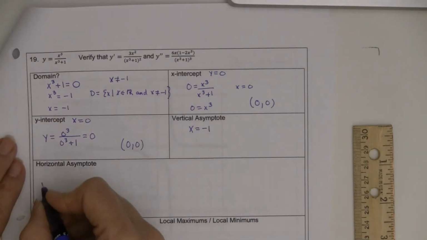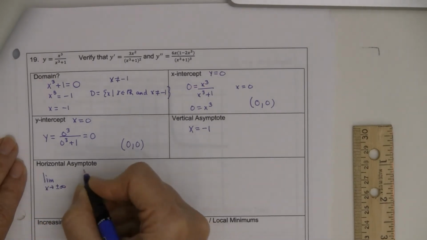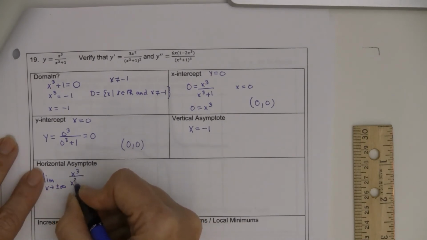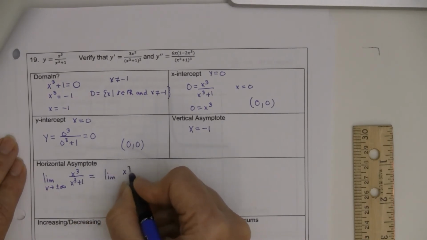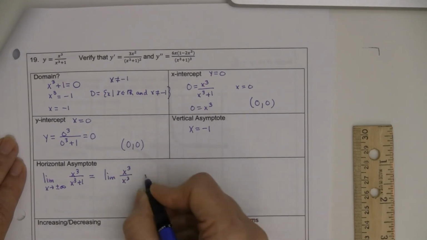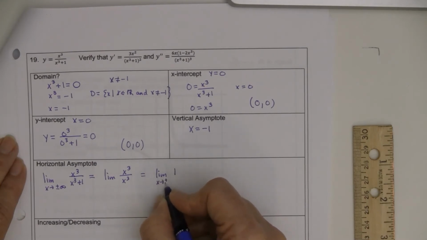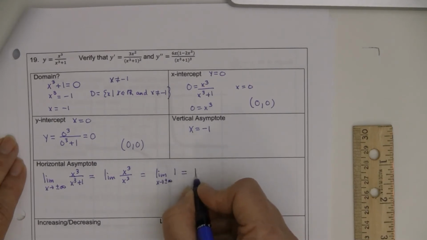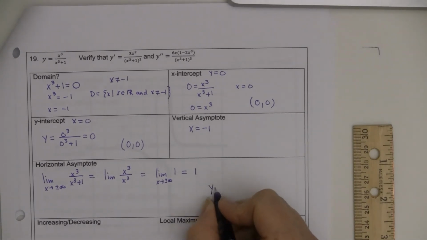Then your horizontal asymptote, you look at the limit as x goes to plus or minus infinity of x to the third over x to the third plus 1. And with dominant term analysis, this is the limit as x goes to infinity and negative infinity of x to the third over x to the third, which is the limit of 1. And remember, you can only use dominant term analysis when you're going to plus or minus infinity, right? So you can't whip that out if your limit is going to 2 or something like that. So you need to be really careful and cautious about that. And so my horizontal asymptote is y equals 1.